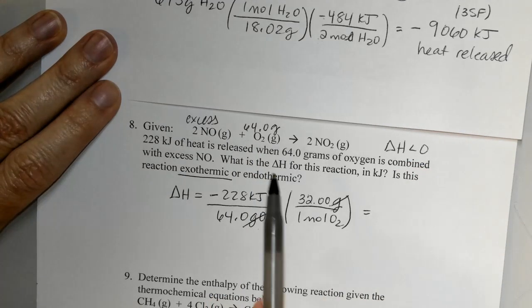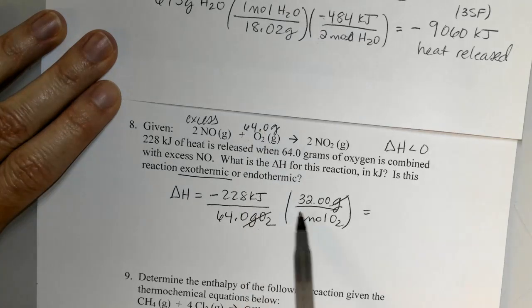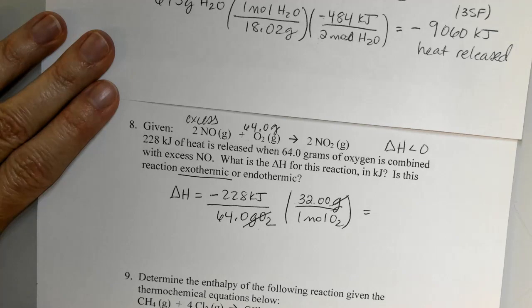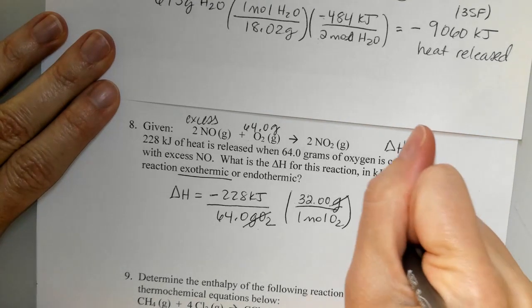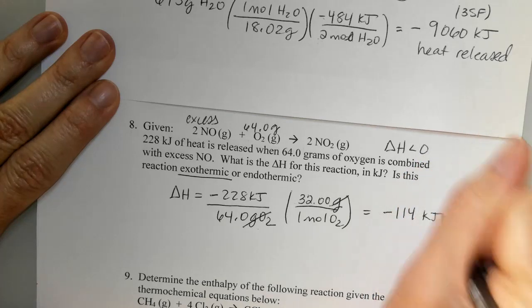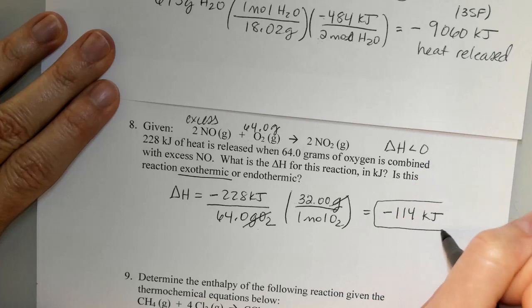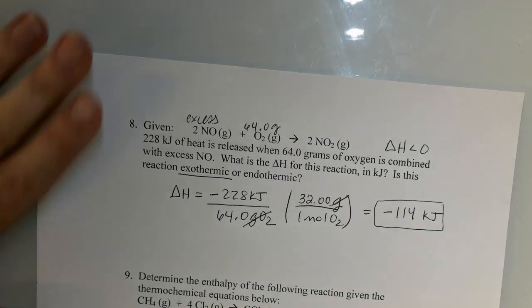Sometimes students like to do this kind of step by step first, and they take the 64 grams, divide it by the 32 molar mass. You can see you have exactly 2 moles of oxygen, and then take that 228 and divide it by 2. That's another way to do it. All right, so what I get here is a negative 114 kilojoules. Technically per mole, but that's implied when you have your delta H for the reaction. And again, exothermic, energy is being released.